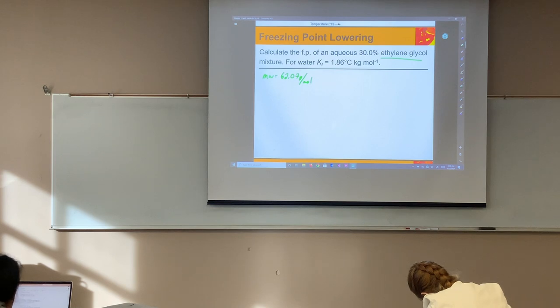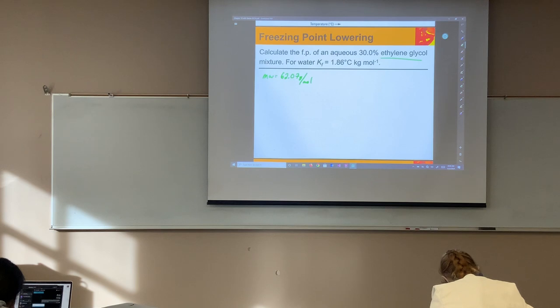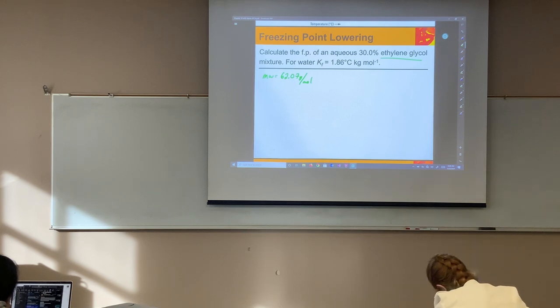So then 30% of the solution is glycol, and the other 70% is water, which is your solvent, right? So that's important to recognize. But make sure, because remember, when we talk about molality, it's kilograms of solvent, not solution, right? It's a common mistake. Just be careful.